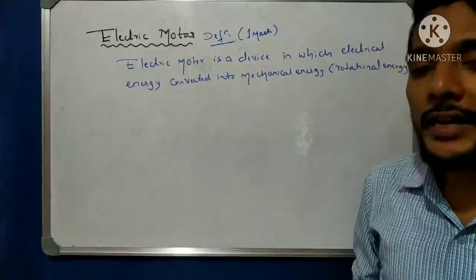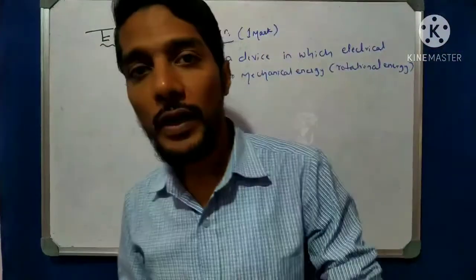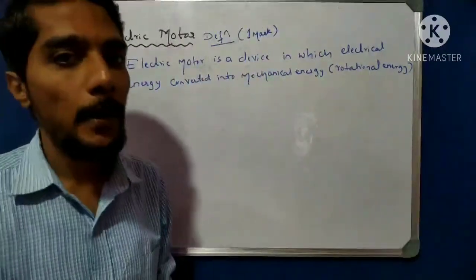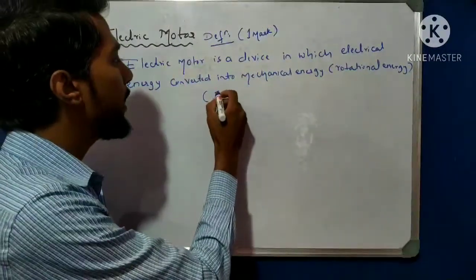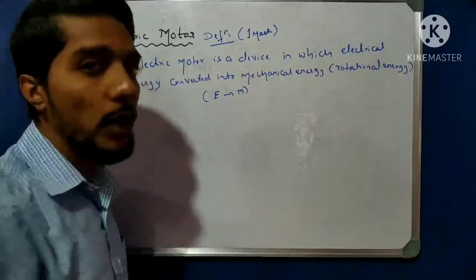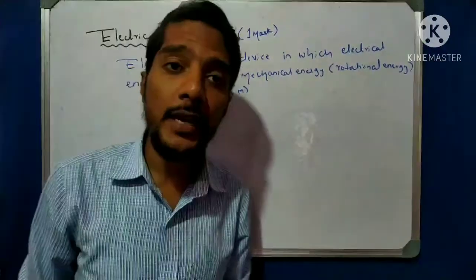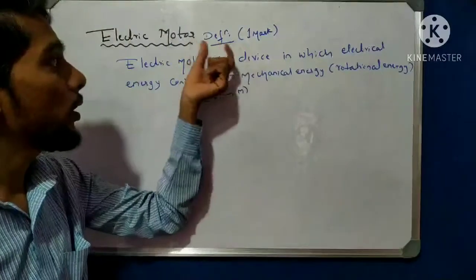That is what defines an electric motor. That is the conversion of electrical energy to mechanical energy. E energy to M energy, that is simple. E to M. Electrical energy to mechanical energy. That is called the electric motor definition.